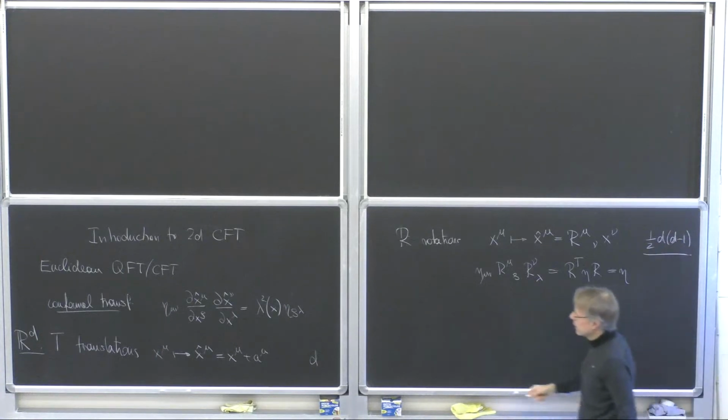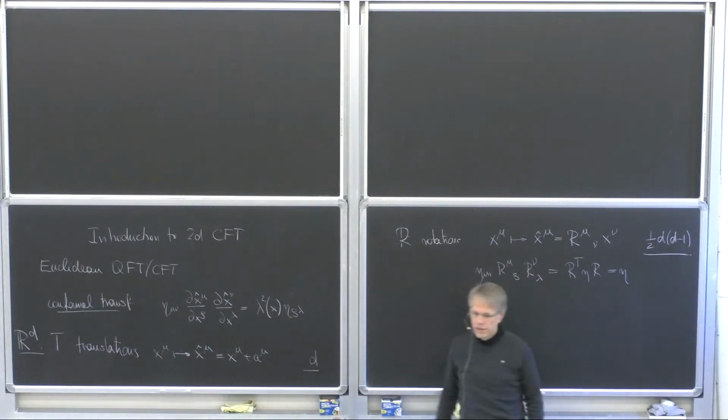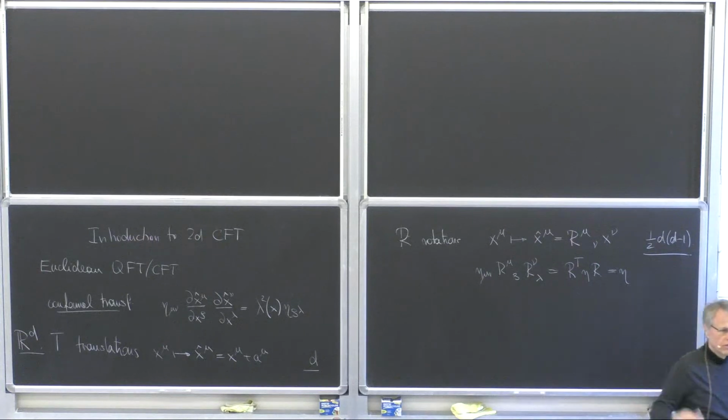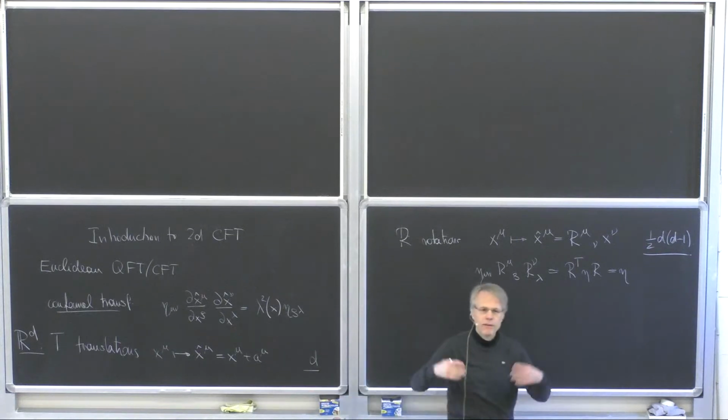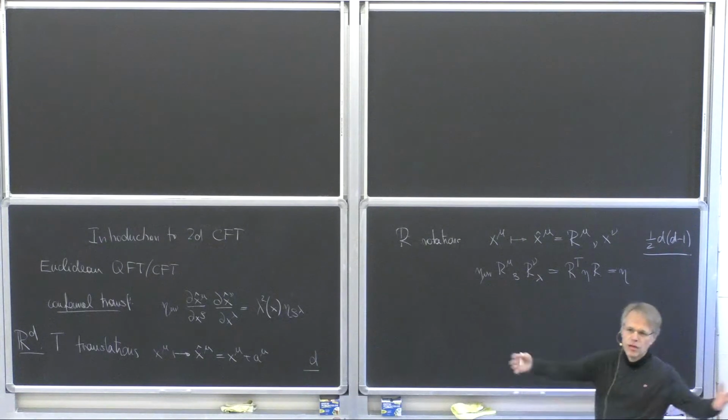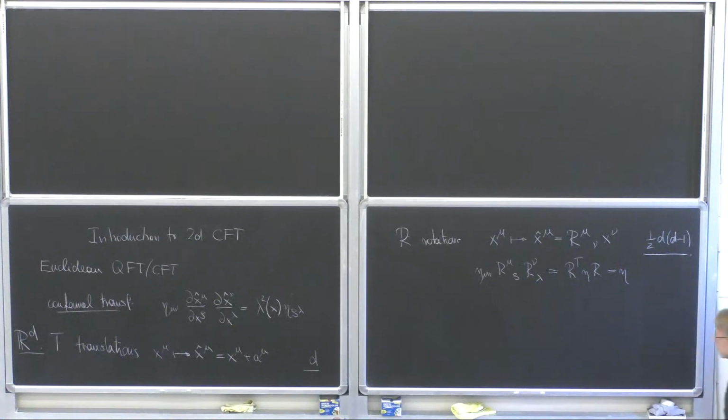So these are the familiar transformations you are familiar with from conventional Poincare invariant quantum field theory, and obviously these transformations are also part of the conformal group. The conformal group is more liberal. It's not more restrictive, so it allows for more, but surely it allows for these. Okay, so what else do we have?